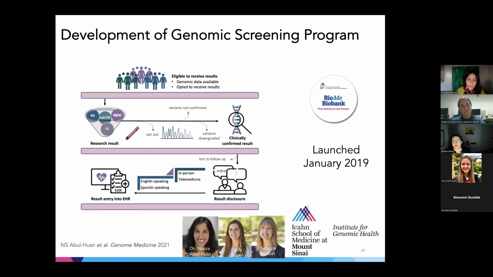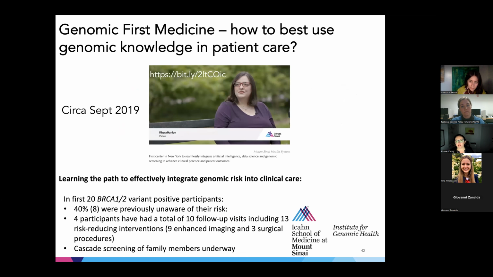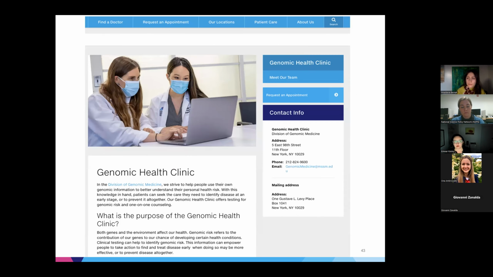I want to point out we have developed a genomic screening program here in New York City, which launched in 2019, where we have been returning results for participants in our BioMe biobank when they have variants that are pathogenic and we deem to be medically actionable. Here's one of our early experiences returning results for pathogenic variants in BRCA1 and 2, where the clinical activity following those disclosures included uptake of several risk-reducing interventions and cascade screening of family members.